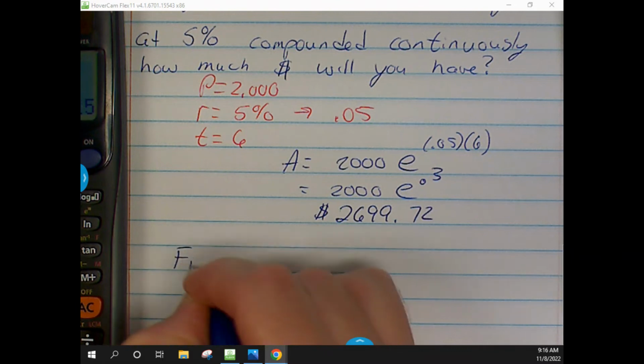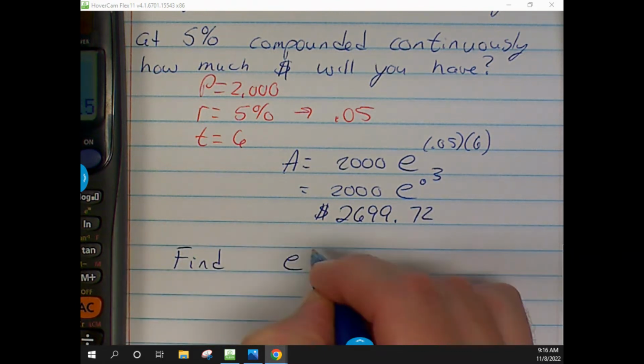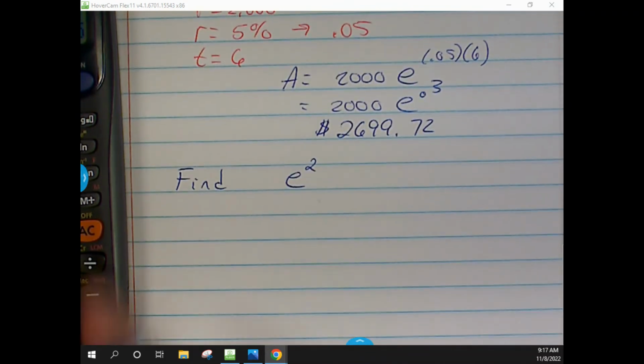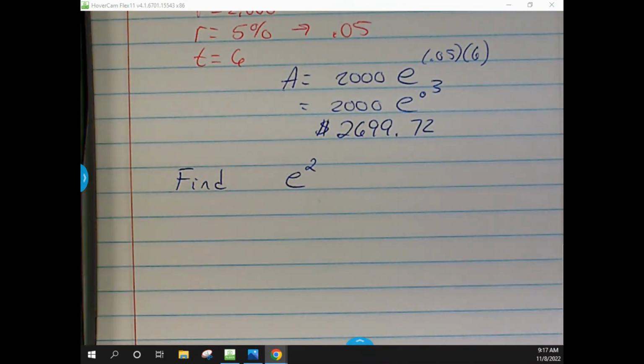Just so you know, make sure you know how to use your calculator. I may ask you to find e to the second power, and that will be some of the homework questions. It may be a test question like that. You've got to know how to use your calculator.